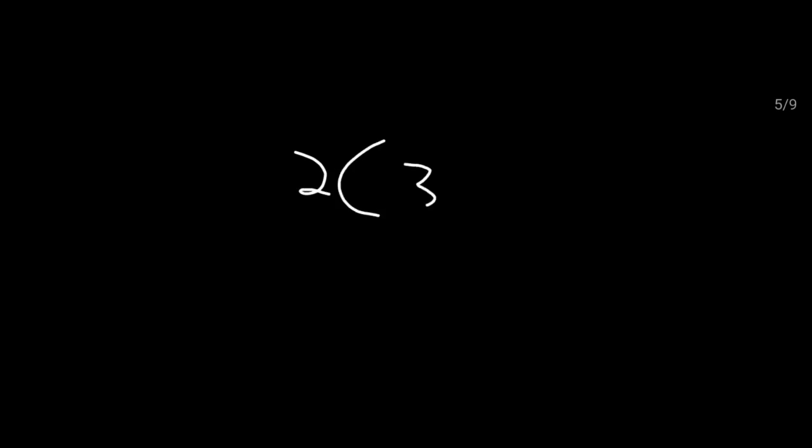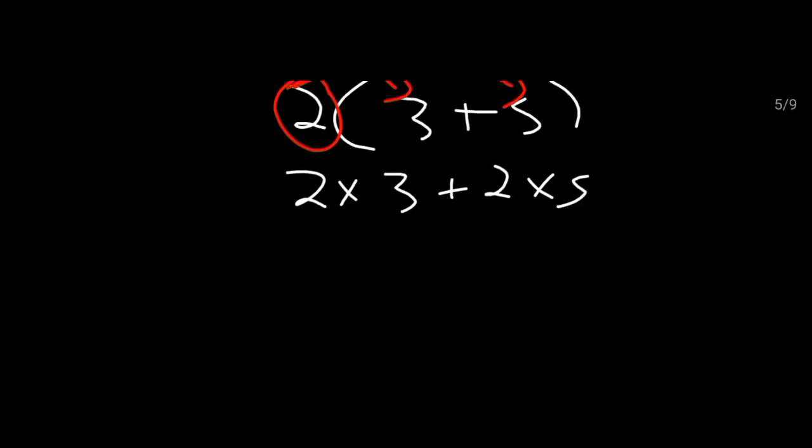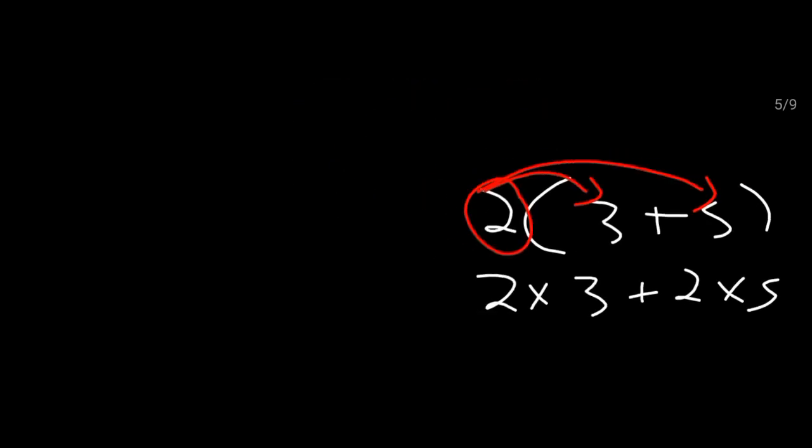2 into 3 plus 5. When you have this kind of a situation, you take the number outside and distribute it inside. In other words, we do 2 times 3 plus 2 times 5. That's the distributive property.